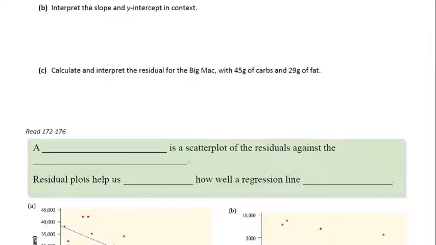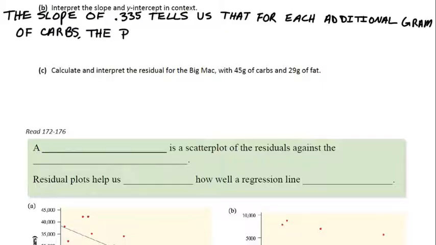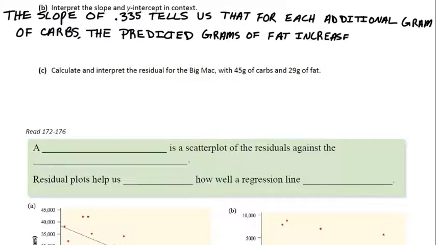Okay, so let's interpret the slope and the y-intercept. This is something we have to be proficient at. The slope, which was 0.335, tells us, and since it's 0.335 over 1, for every 1 unit increase in carbs, which was the x variable, we predict a 0.335 increase in fat. So for each additional gram of carbs, the predicted fat content in grams increases by 0.335.